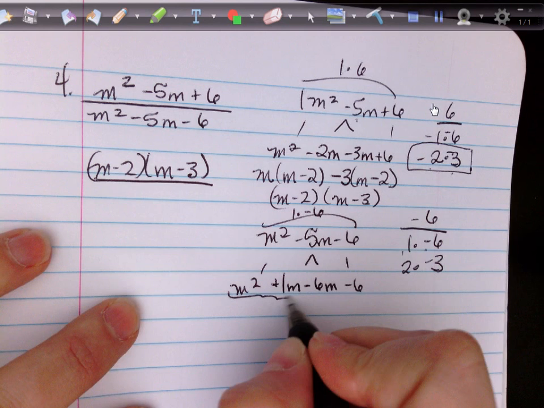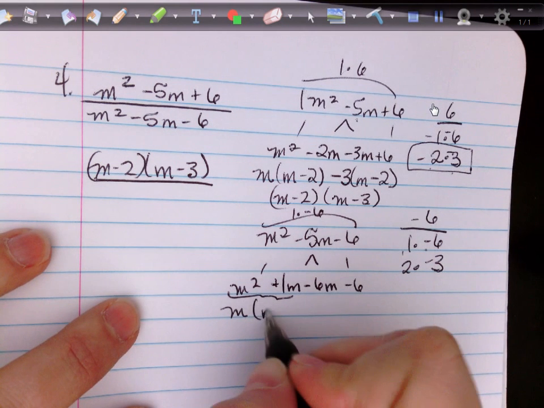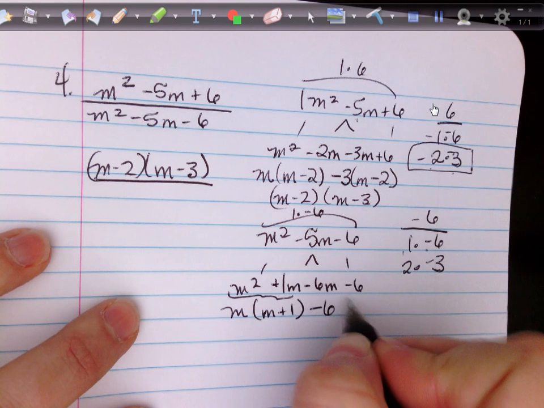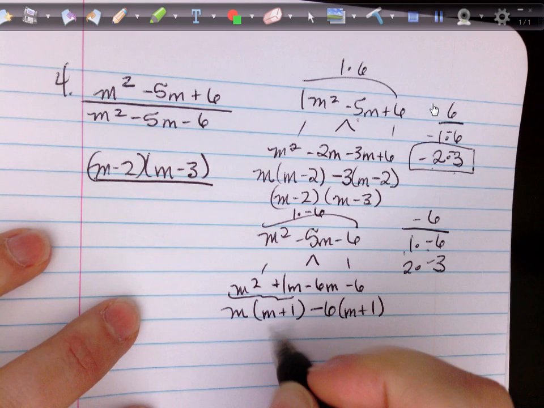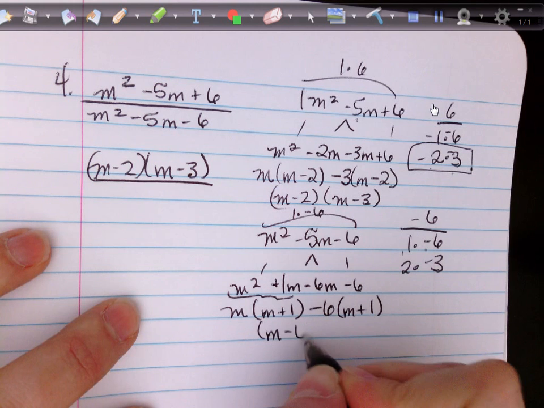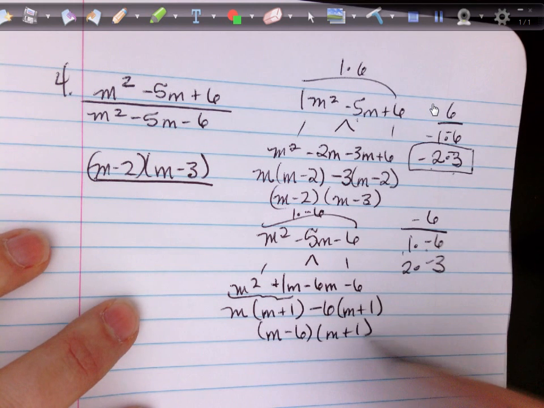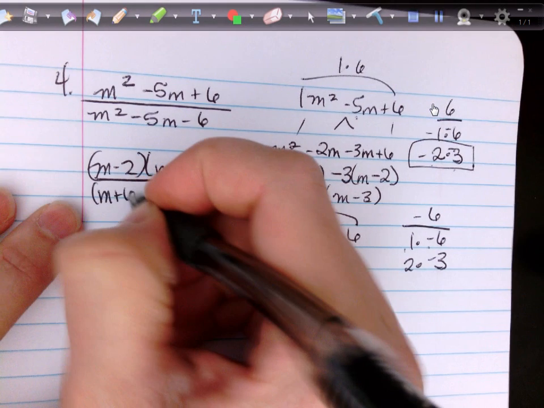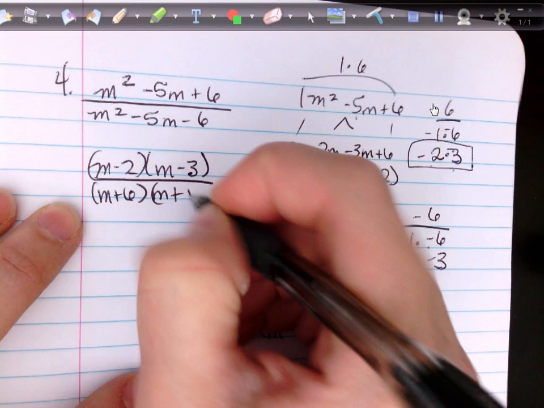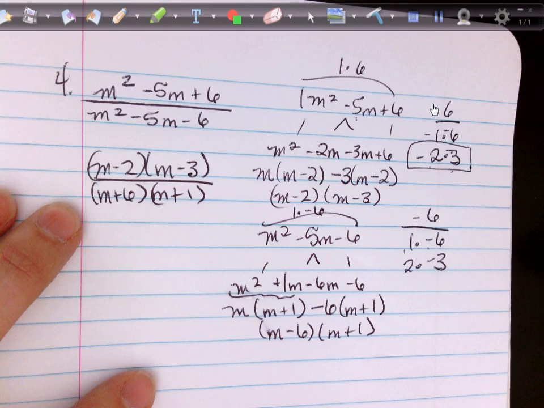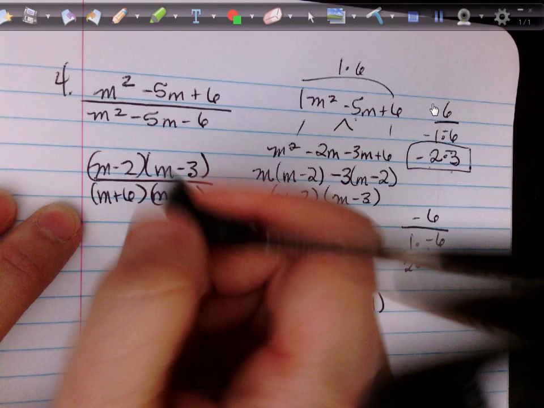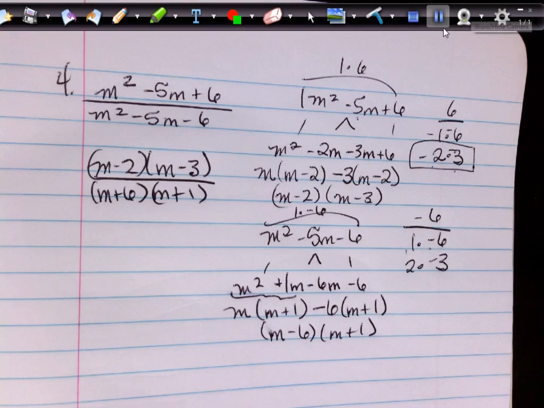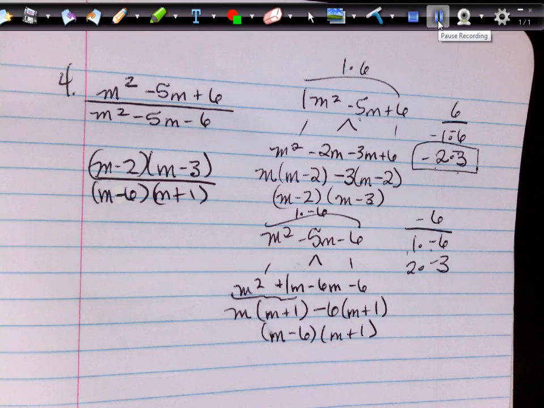And then I'm going to factor my groups. I have m here, m plus 1. And then here I'm going to take out a negative 6, which is going to give me m plus 1. So in my parentheses, I have m minus 6 and m plus 1. So I'm going to bring that up and put that in my denominator. M minus 6 and m plus 1. Just a second, let me fix that one. All right, so that again should be m minus 6 and m plus 1.